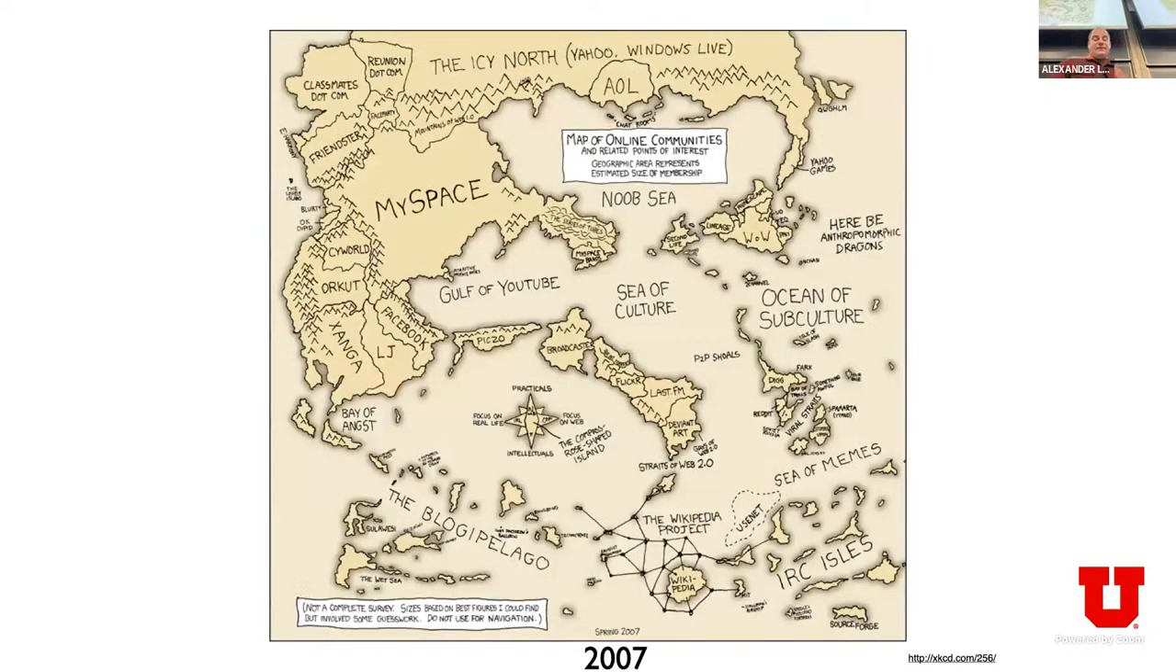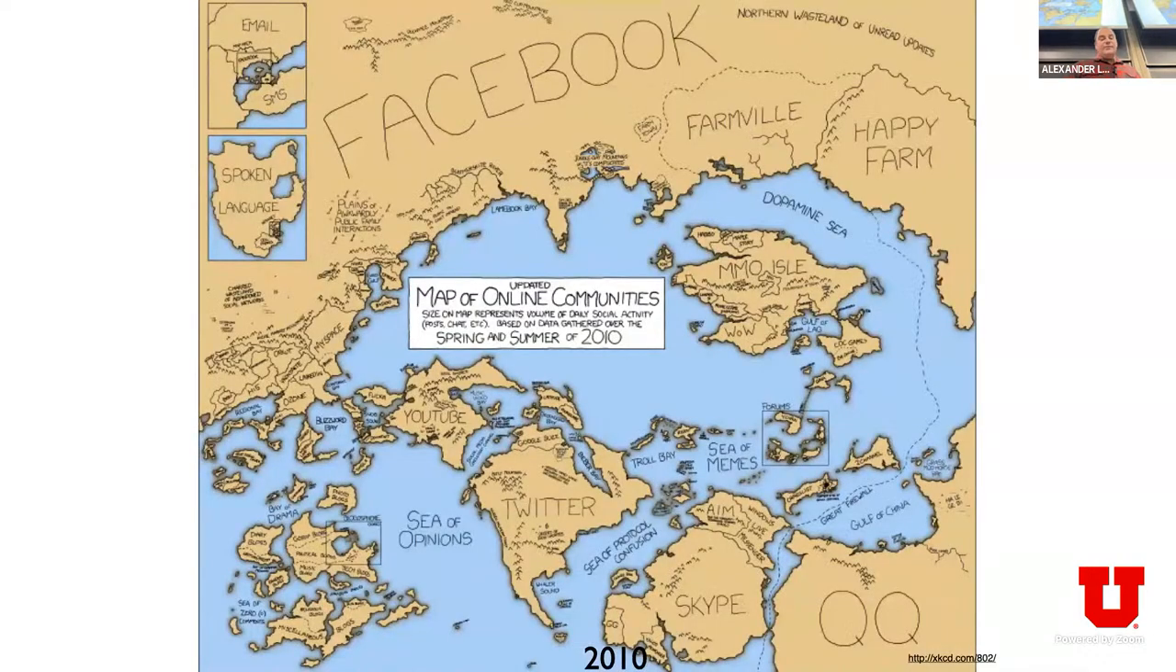And so I like these, again, XKCD. XKCD does a lot of map stuff. Here, the online communities in 2007 and then online communities in 2010, right? So that engages us and lets us think about this.